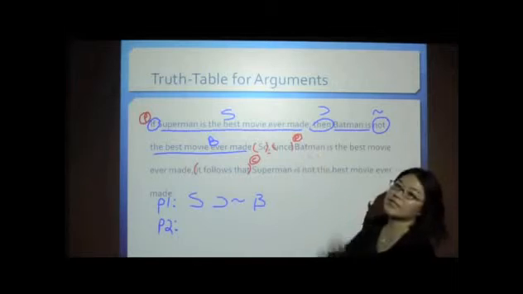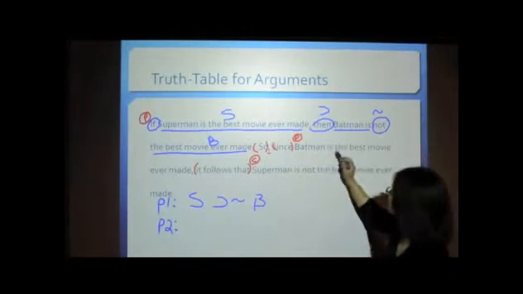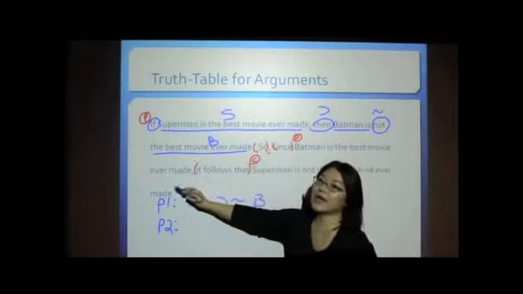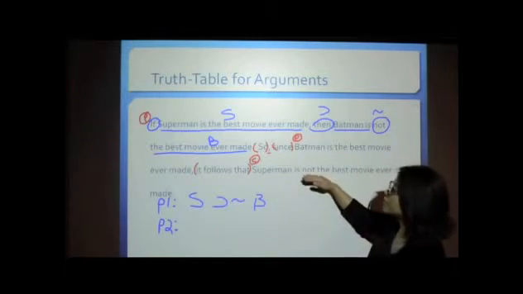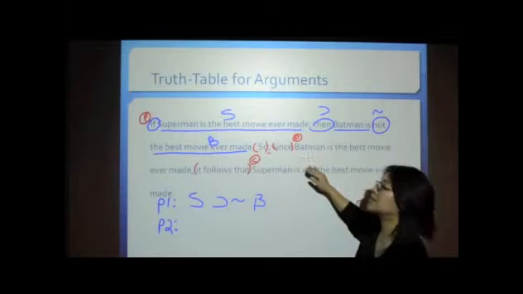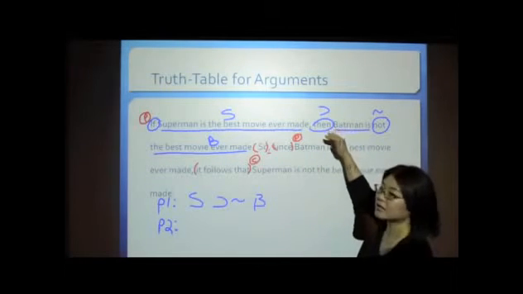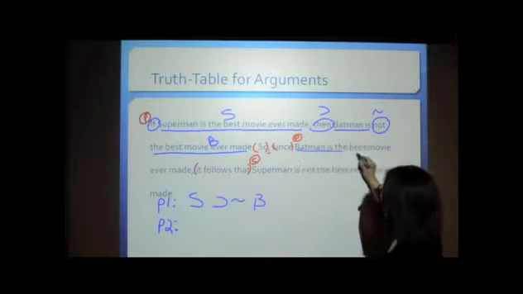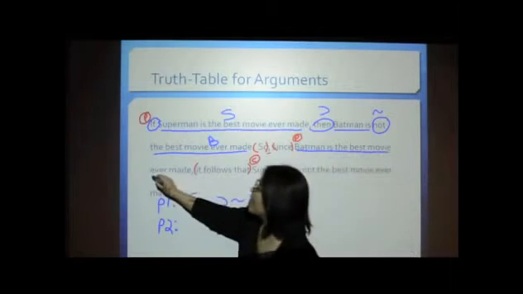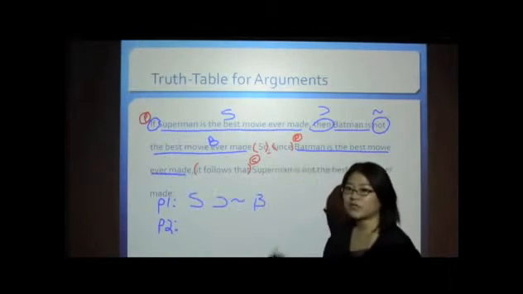So the second premise here states Batman is the best movie ever made, okay? And because this statement as well as the conclusion belong in the same passage with this statement here, and we've already given the statement, Batman is the best movie ever made, a propositional variable.